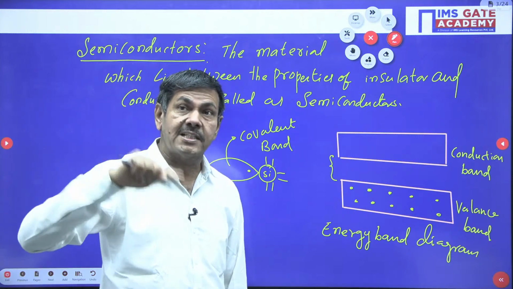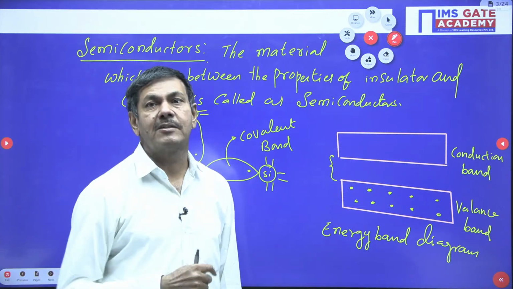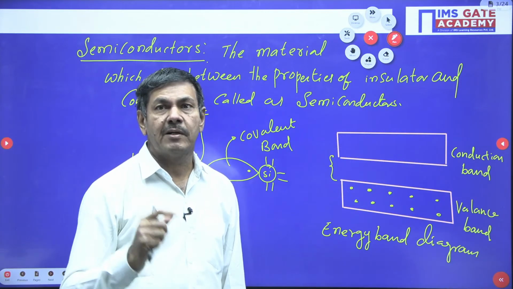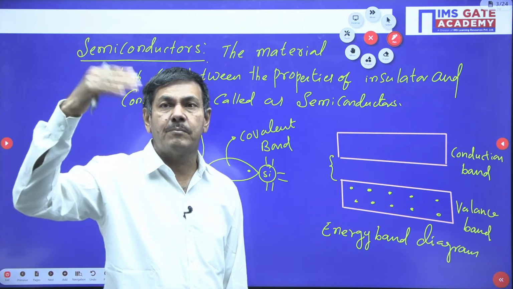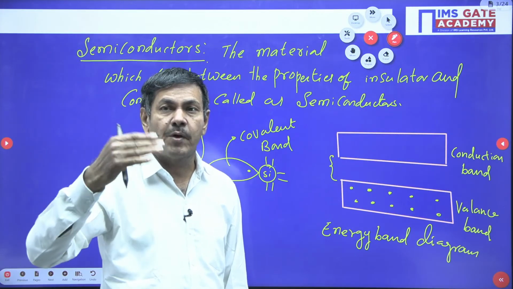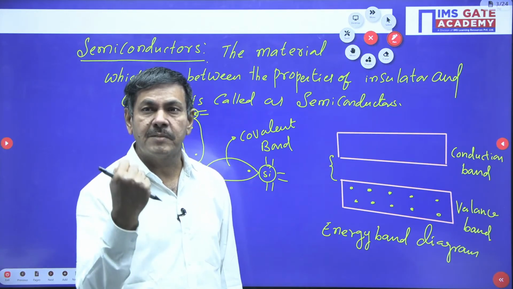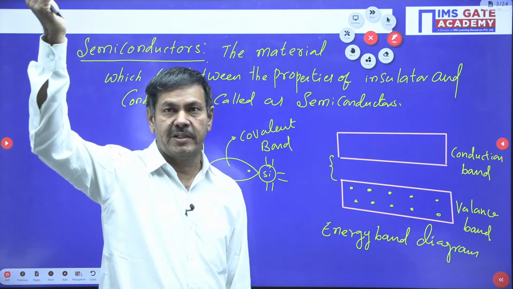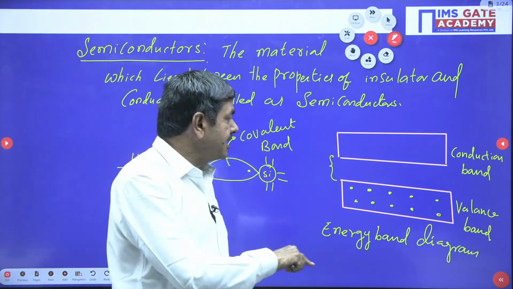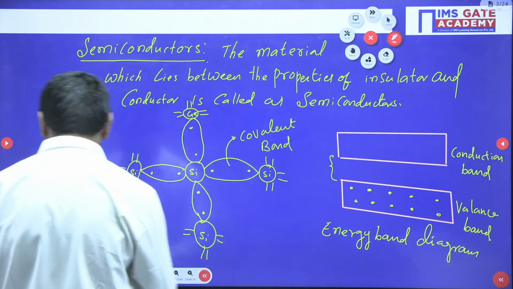If the second and third orbits are taken, the forbidden energy gap is reduced. That means as the orbit level increases more and more, the forbidden gap is reduced more. The reason is that the attractive force from the nucleus decreases with the increase in the number of orbits. Based on that concept, we can explain the energy band diagram. Now you will get the clarity you asked for.